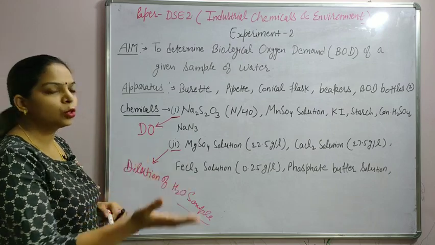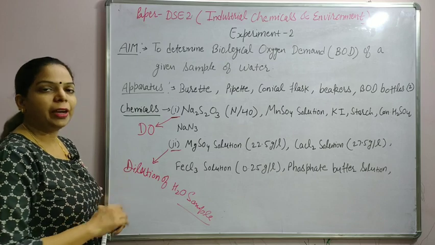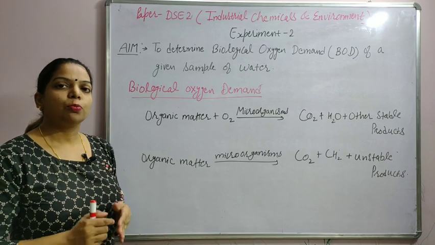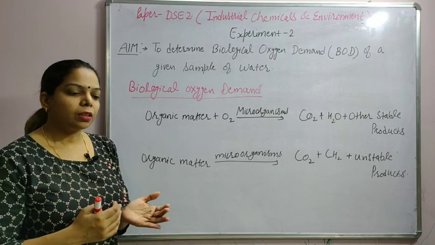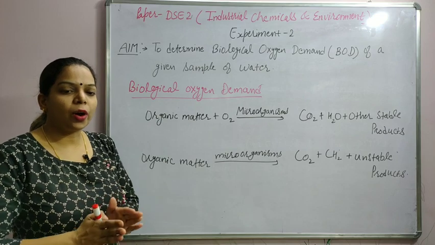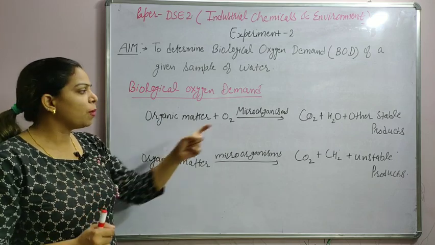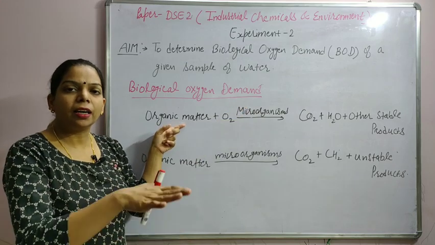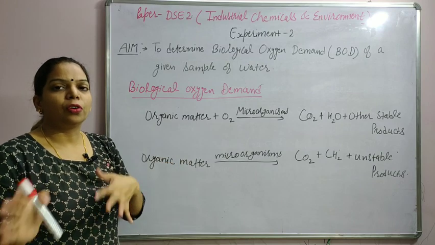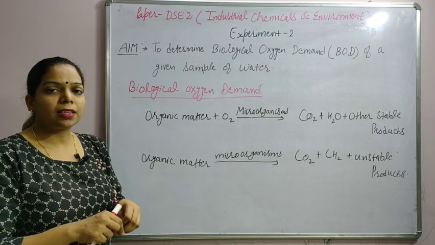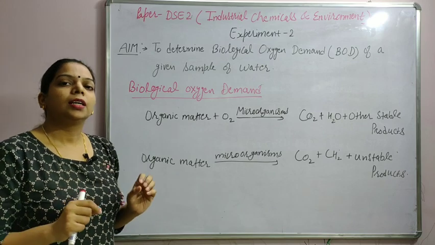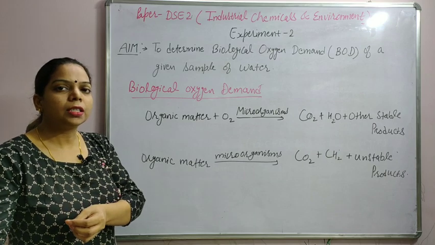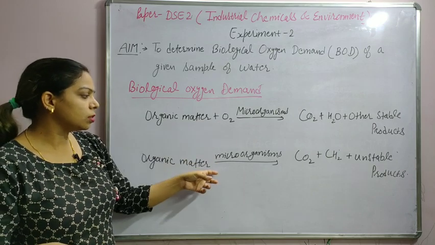Now before going to the procedure, let's see the theory behind this practical. So one must know what is biological oxygen demand. Biological oxygen demand is actually the amount of oxygen required through a period in which microorganisms decompose some organic matter present in that water source, like in a pond, in a river, etc. So there are microorganisms and some organic products, and those microorganisms decompose those organic products either in the presence of oxygen or in the absence of oxygen.